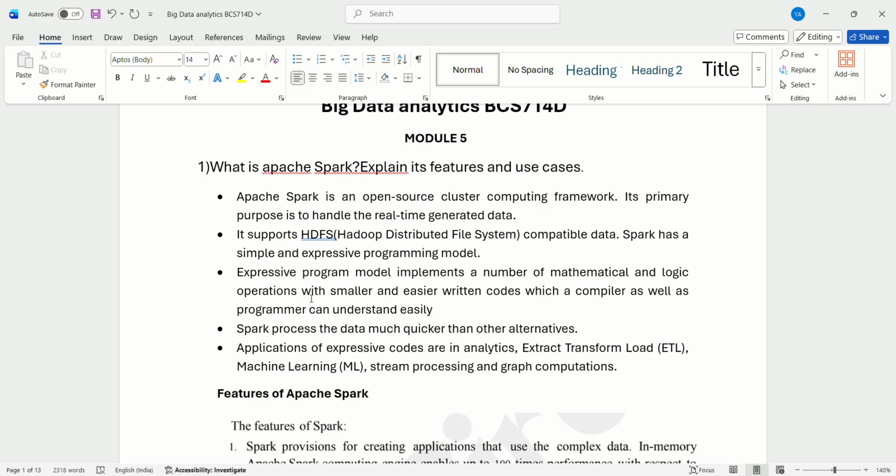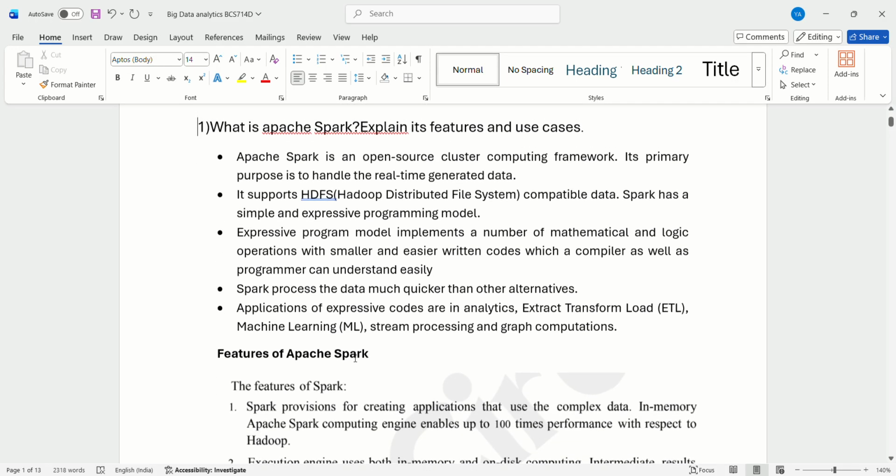Spark has a simple and expressive programming model. An expressive programming model implements a number of mathematical and logical operations with small and easily written code, which a compiler as well as a programmer can understand easily. Spark processes the data much quicker than the other alternatives. Applications are in analytics, extract, transform, load, machine learning, stream processing, and graph computations. So these are the basic definitions of it.